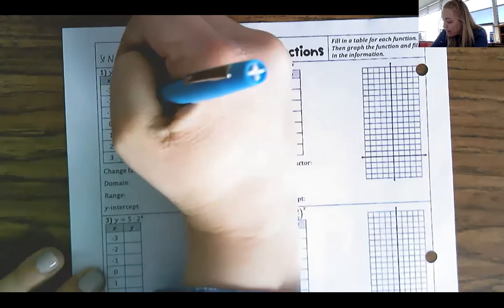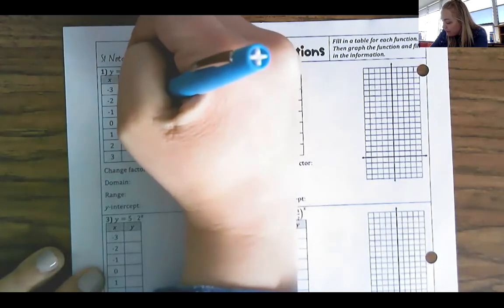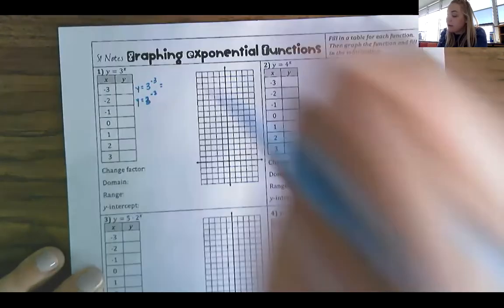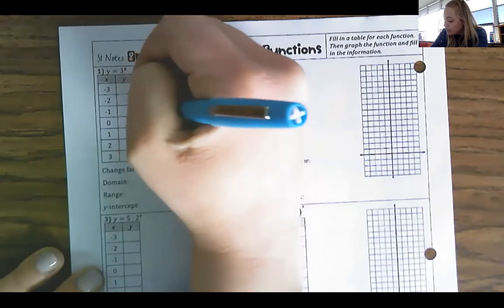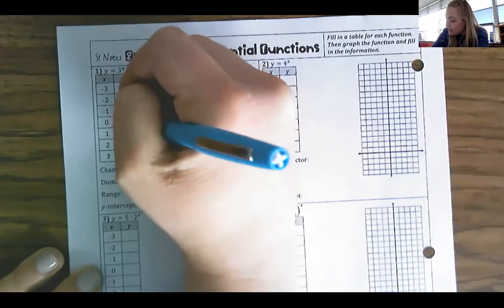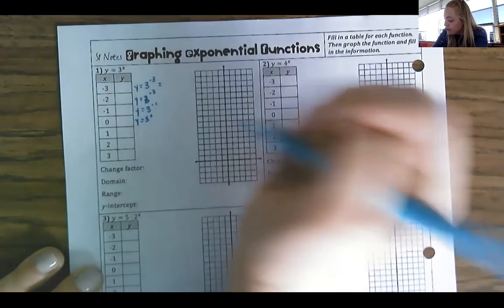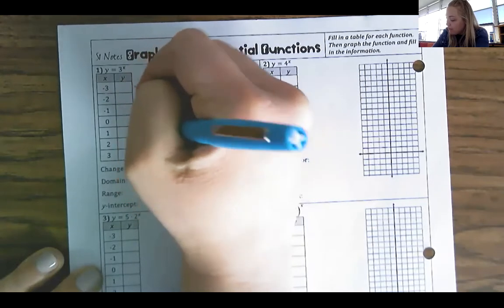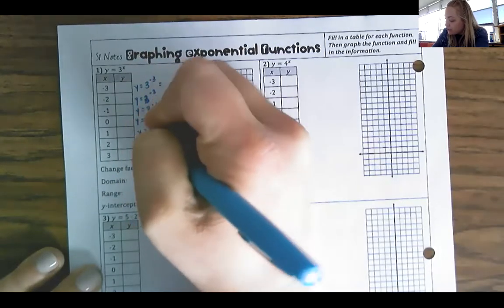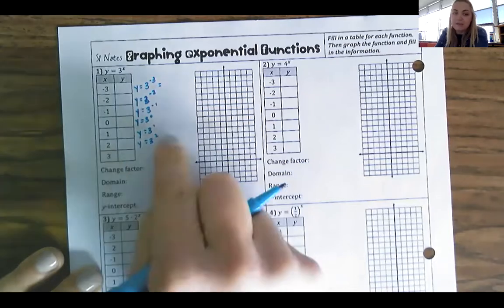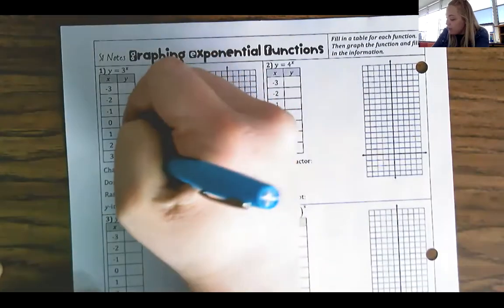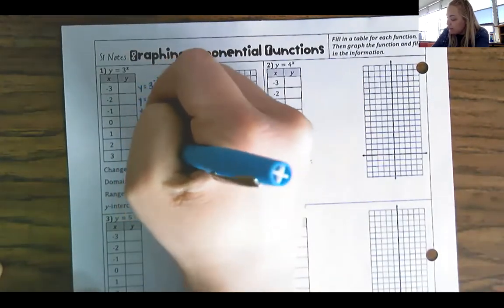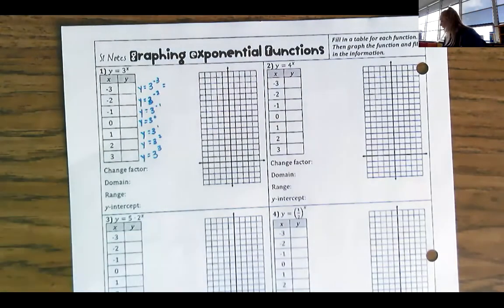This one would be y equals 3 to the power of negative 2, y equals 3 to the power of negative 1, y equals 3 to the power of 0, y equals 3 to the power of 1, y equals 3 to the power of 2. Again, I'm taking my x values, putting them in the exponent, and y equals 3 to the power of 3. So what are these going to look like?